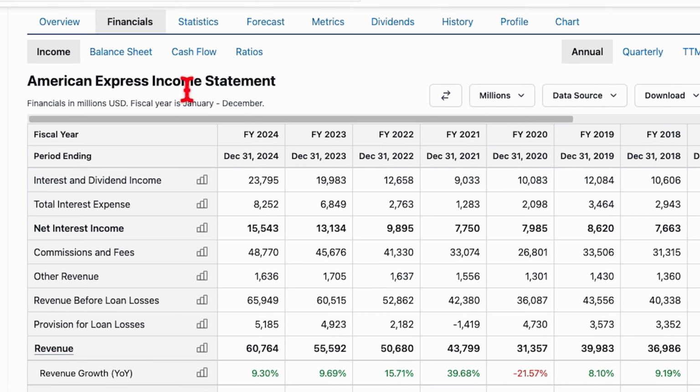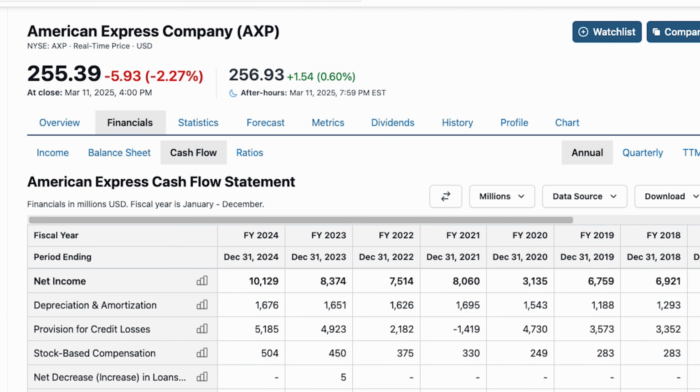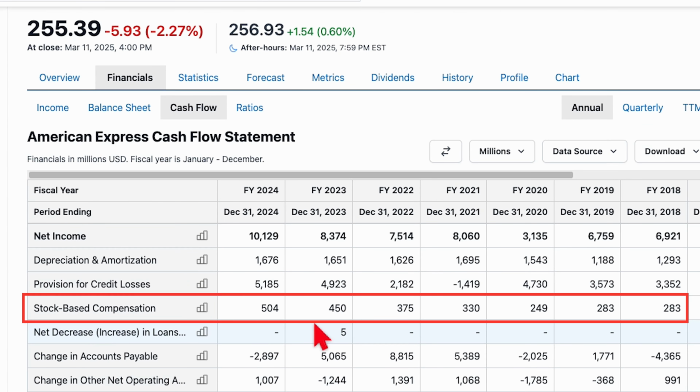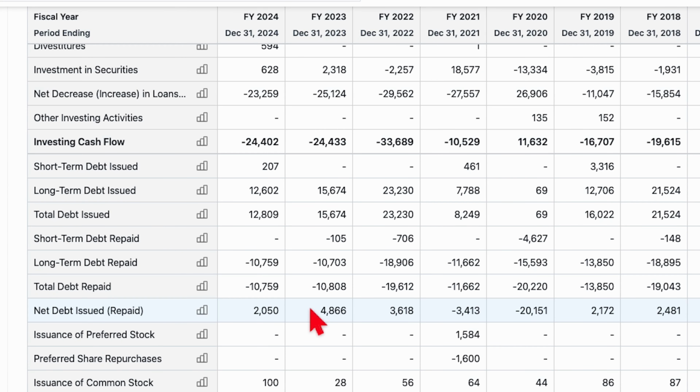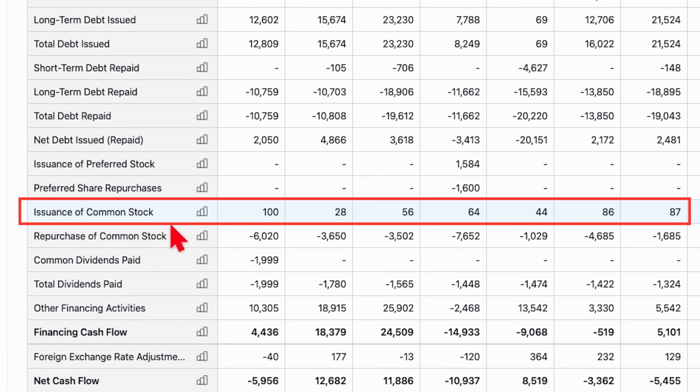However, if I go to the cash flow statement, I can see that they do have stock-based compensation. So what that means is they're issuing new shares to employees. So this stock-based compensation is canceling out to some extent the amount that they're buying back. And I can see how the math works out on that down here. So we can see issuance of common stock. They are issuing shares, but then at the same time, they are purchasing them back, and they're purchasing back way more than they're issuing. So on the whole, it's good.